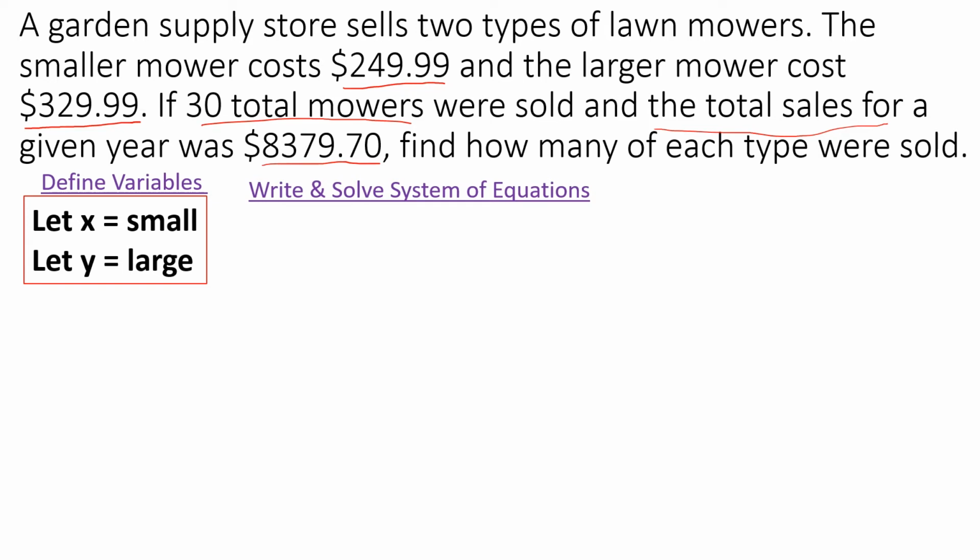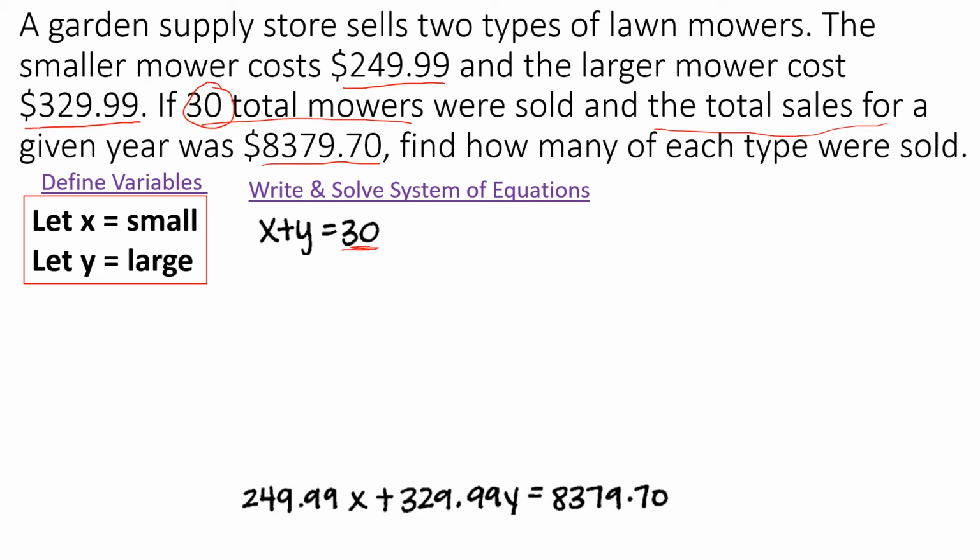So the first thing we want to do, since we don't know how many of each, we just say x plus y equals the total amount, which is 30. So we know that 30 mowers were sold, but we don't know how many of each. That's what we're looking for. So we just use our variables that we defined, x plus y. If you want to use small and large, S and L, that's fine, but it's just x plus y equals 30.